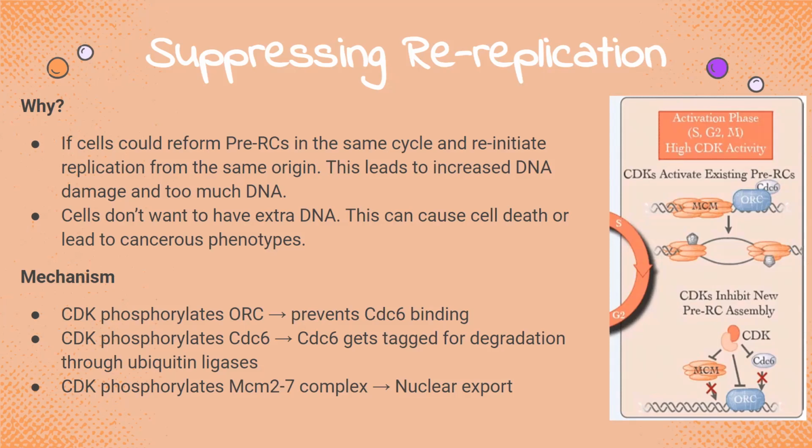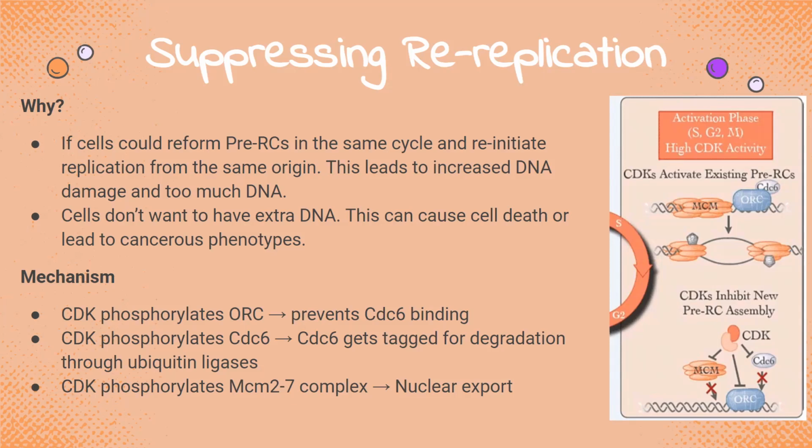So does somebody want to throw out an explanation for why we might have three redundant mechanisms to prevent origin refiring? Go ahead. It's really bad when you have a lot of extra, and one of them fails. Exactly. Each one of these sequential redundant mechanisms is like a safety net. If one fails, like if we have a gain of function in ORC where CDC6 can still bind it, we have two other mechanisms that prevent rebinding.